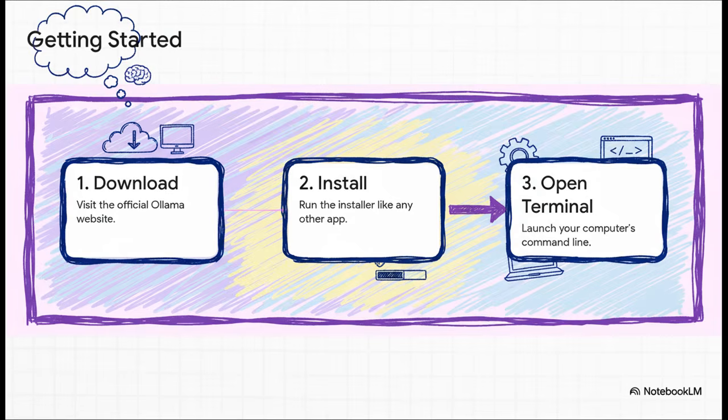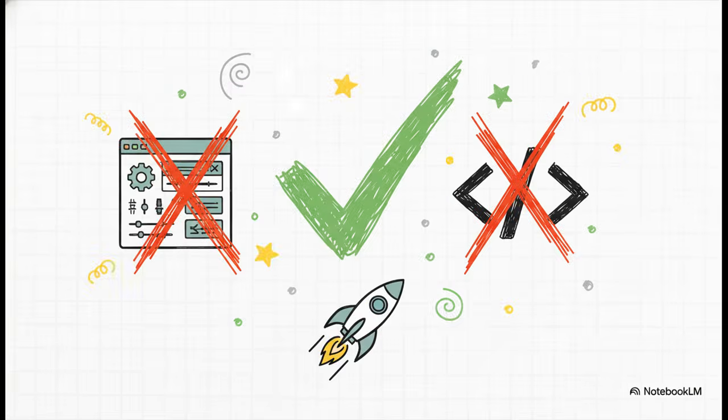And finally, step 3, open up your command line tool. On a Mac, that's the terminal. On Windows, it's PowerShell or Command Prompt. And hey, don't let that term scare you. You don't need to know how to code. You just need a place to type one little command. And that's literally it. You're done. No crazy configurations, no coding skills needed. You are now fully set up and ready to go. It really is that fast.